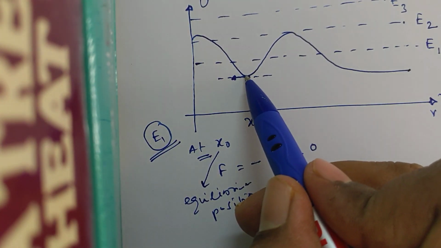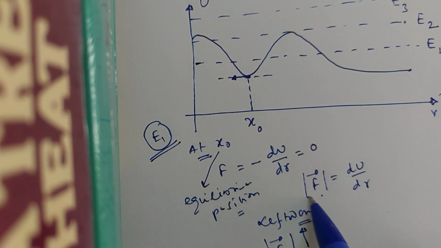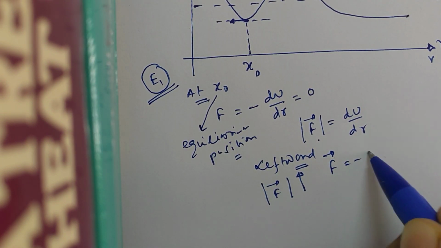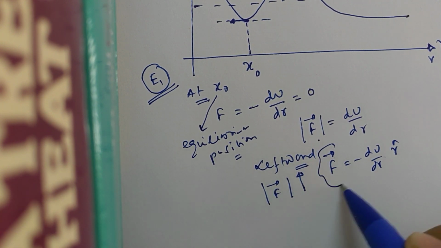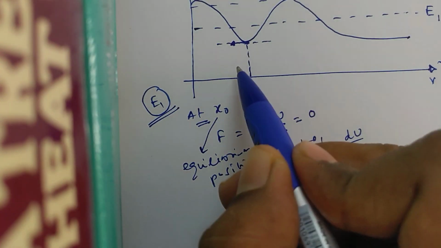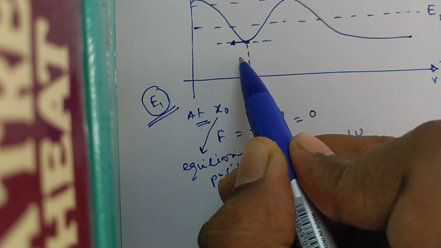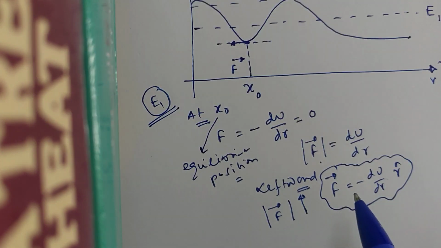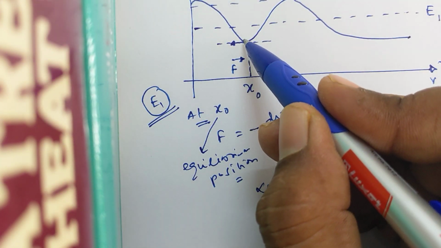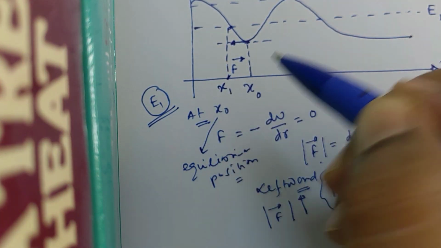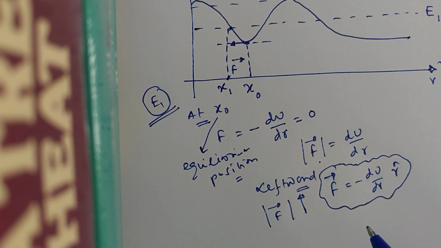Let us look at the graph again. The particle is moving leftward, the slope is increasing, and the magnitude of the force is the slope, so the magnitude of the force is increasing. But if we write the vector equation, F is equal to minus dU/dr r cap. What this minus sign suggests is that the force acting on the particle will be opposite to the direction of the increasing slope. So when the particle is disturbed leftward, the force will act in the rightward direction. In such a case, the particle will be able to go maximum up to this position. Let us say this is x1. The particle can go maximum up to x1.